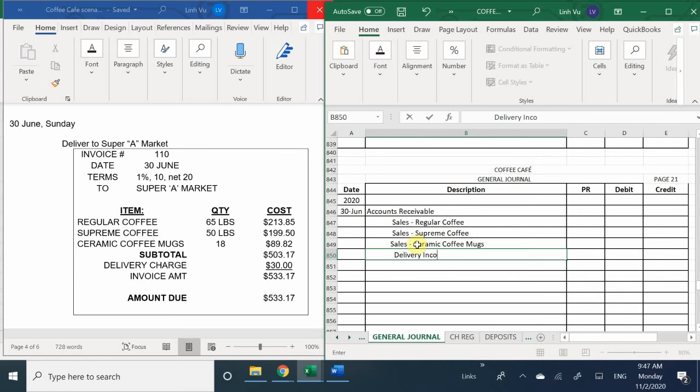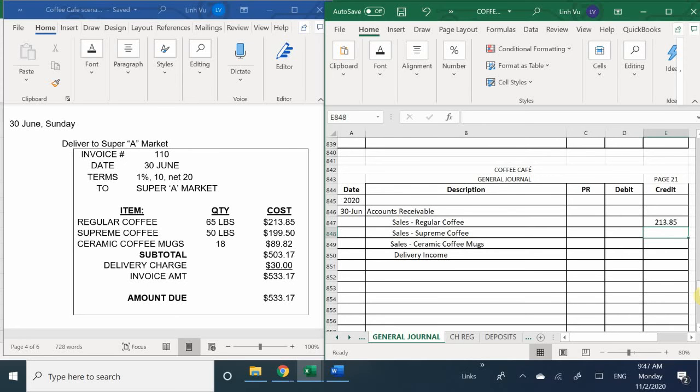And then, for the amounts, for sales regular is 213.85. Oh man, I lost the screen. Just go down to the Google. Yes, I'll just read it off and try to go slow because I can't see where you are right now. Okay, so then we had the delivery.